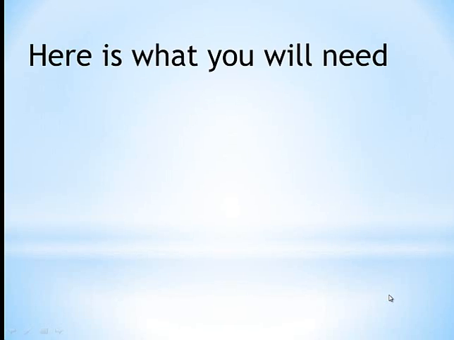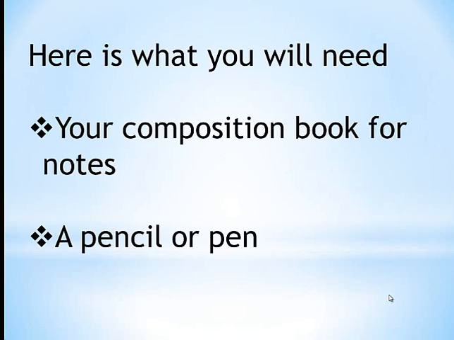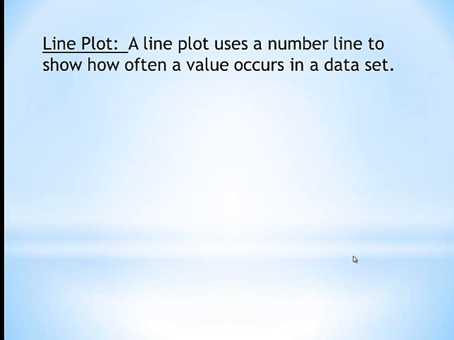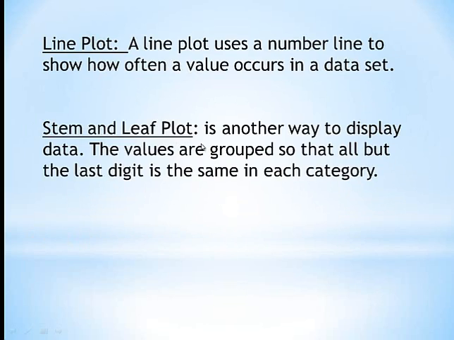All right, so for today's lesson, you'll need your composition book for notes and a pen or a pencil. Today we have two types of graphs that we're going to talk about. The first one is a line plot, and a line plot uses a number line to show how often a value occurs in a set of data. And then a stem and leaf plot is another way to display data where the values are grouped by their first digit and the last digits or what they have in common. Go ahead and hit pause and write those down.